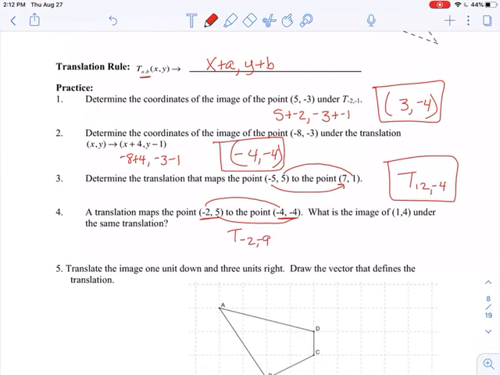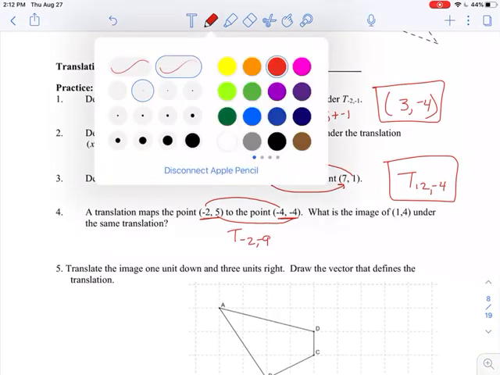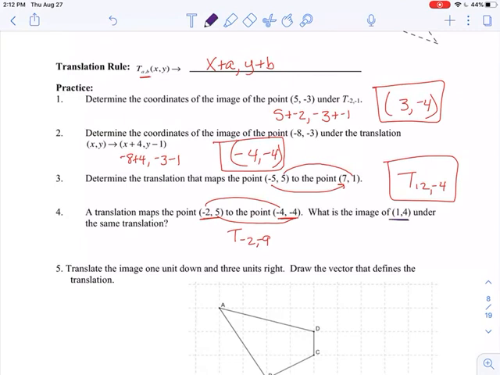Now I want to take this rule, this translation, and apply it to the point (1, 4). What is the image of (1, 4) under the same translation, the same rule? So 1 plus -2 and 4 plus -9, because I'm using that same rule, and that would give me (-1, -5).